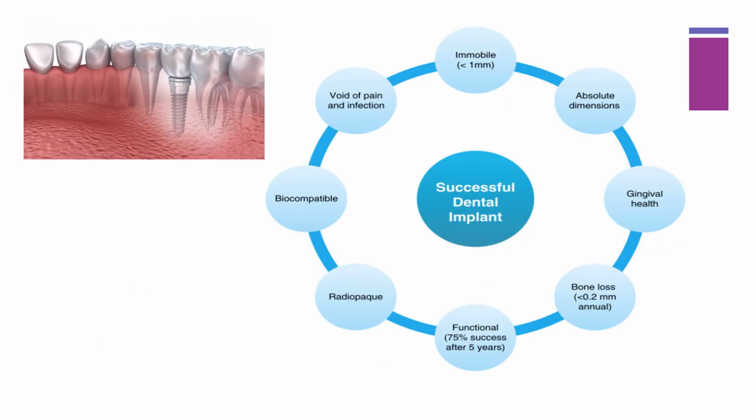So coming to successful dental implants, what are the factors that are important? It should be immobile, it should have proper dimensions, gingival health, bone loss should be less than 2.2 mm, it should be functional, radiopaque is important, and biocompatible and void of pain and infection. So that's all for successful dental implants, and that's all for today.